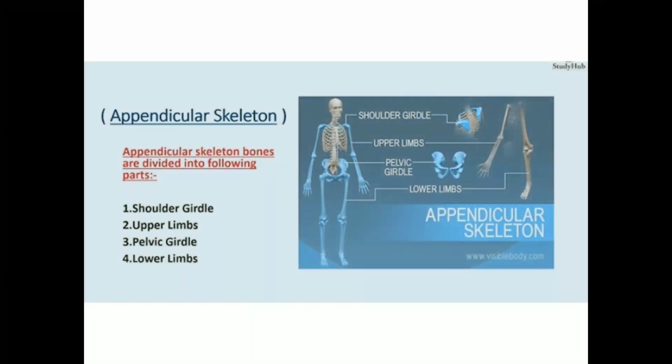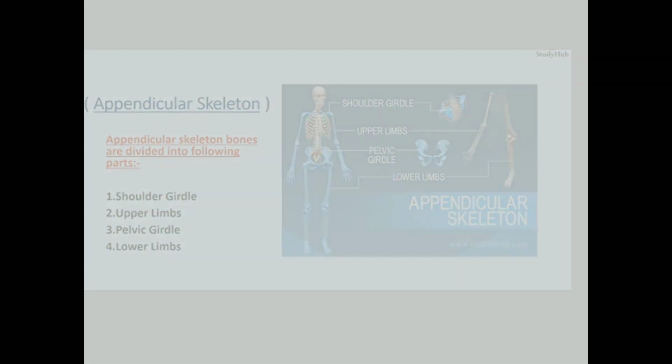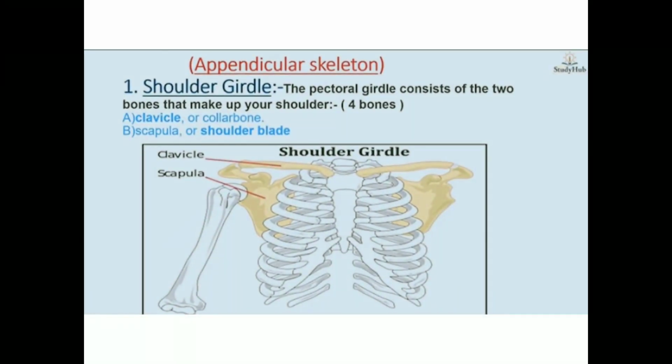So the second part of the skeleton system, the appendicular skeleton. The appendicular skeleton bones are divided into the following parts: number 1, shoulder girdle; number 2, upper limbs; number 3, pelvic girdle; and number 4, lower limbs. The first one is the shoulder girdle. The pectoral girdle consists of the bones that make up the shoulder: the clavicle, or collarbone, and the scapula, or shoulder blade.